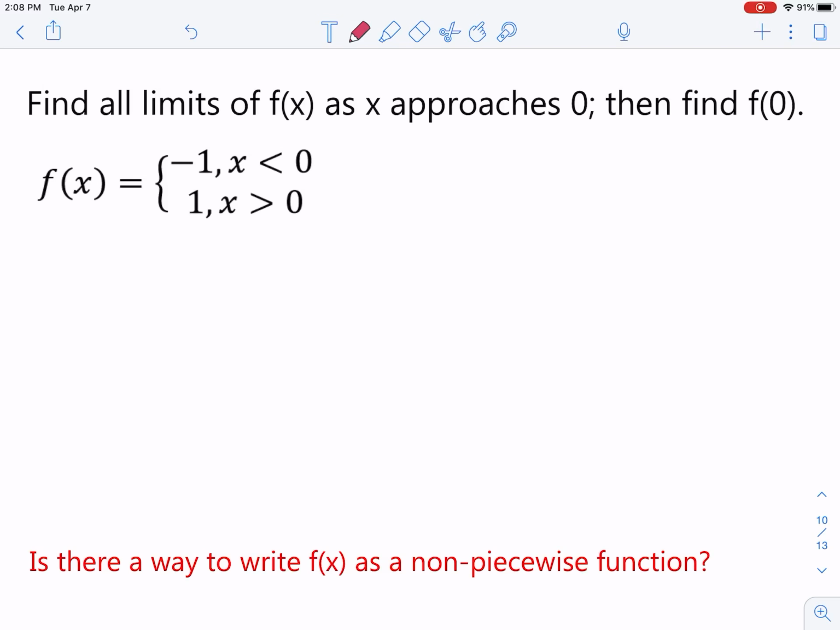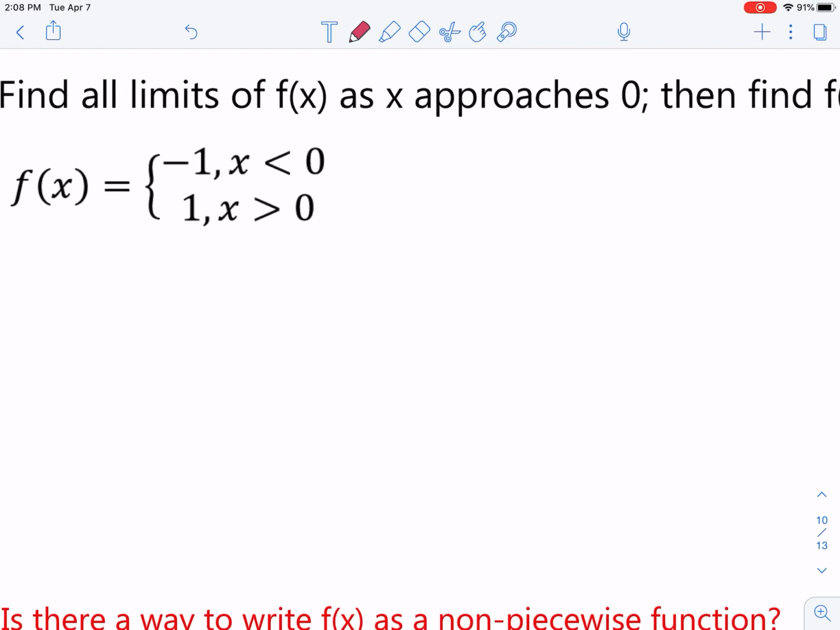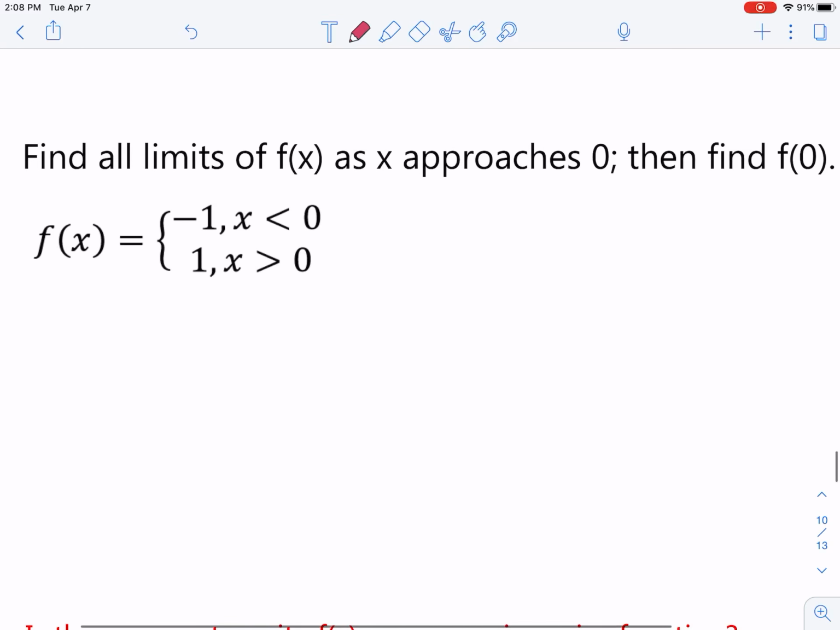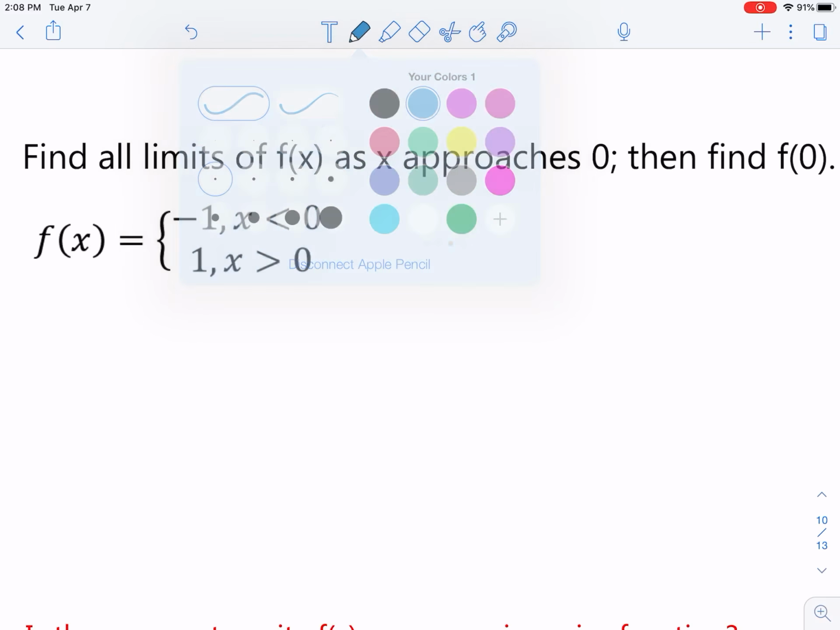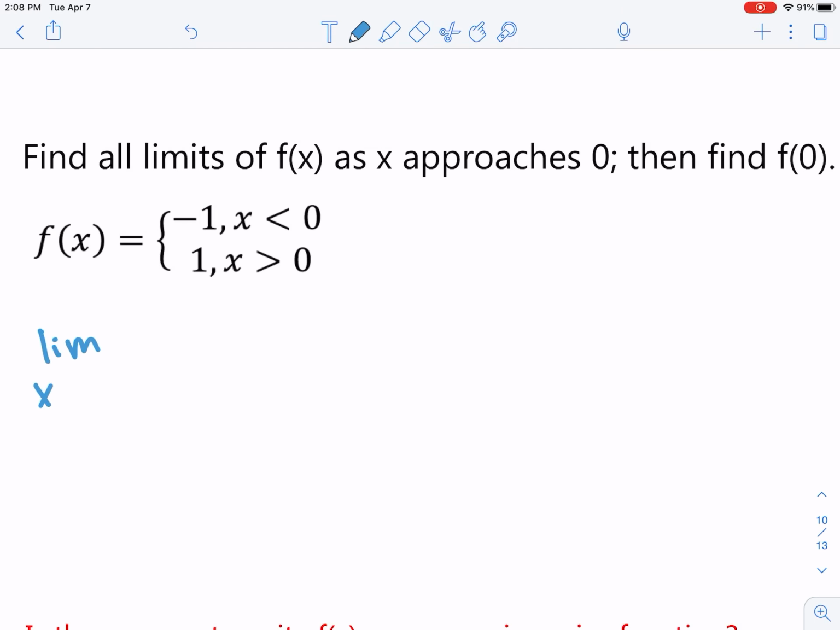All right, let's try one where I do not give you the graph. Okay, so it says find all limits of f of x as x approaches 0, then find f of 0. Okay, so let's start with the limit as x approaches 0 from the left-hand side. If I'm coming from the left, I would be using x is less than 0. So again, this is going to give me my left. So I'm going to look at this expression here, and I'm going to plug 0 in for any x's. Notice there are no x's, so I always will get an output of negative 1 no matter what the x is there, as long as it's less than 0.